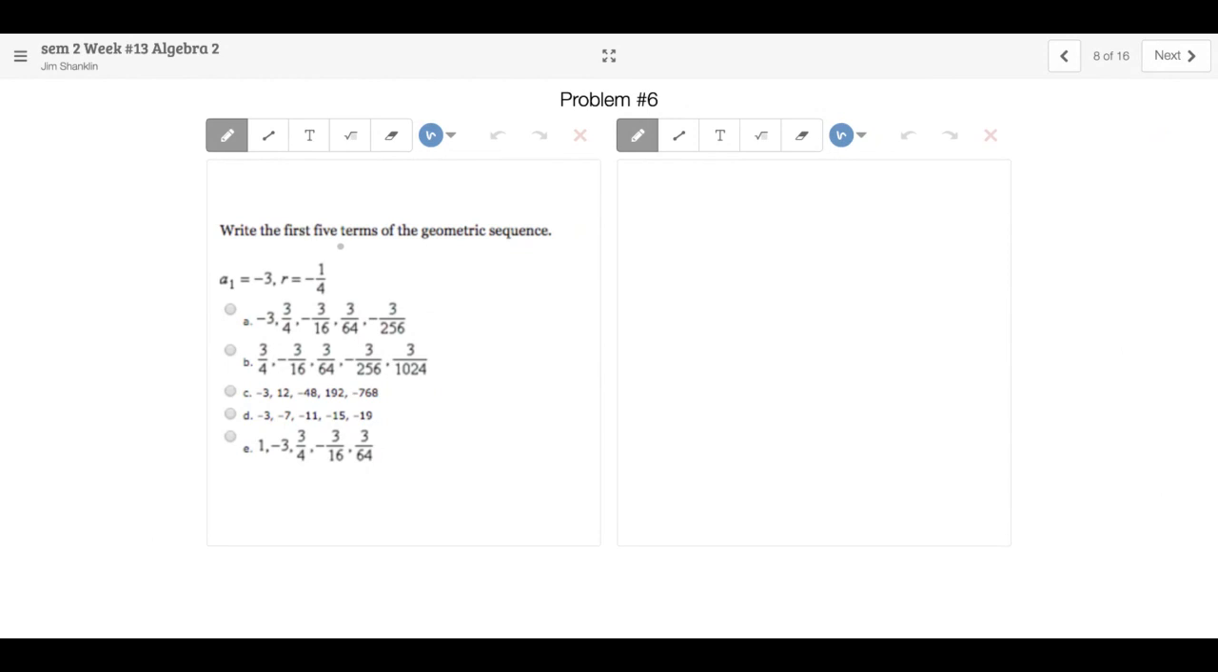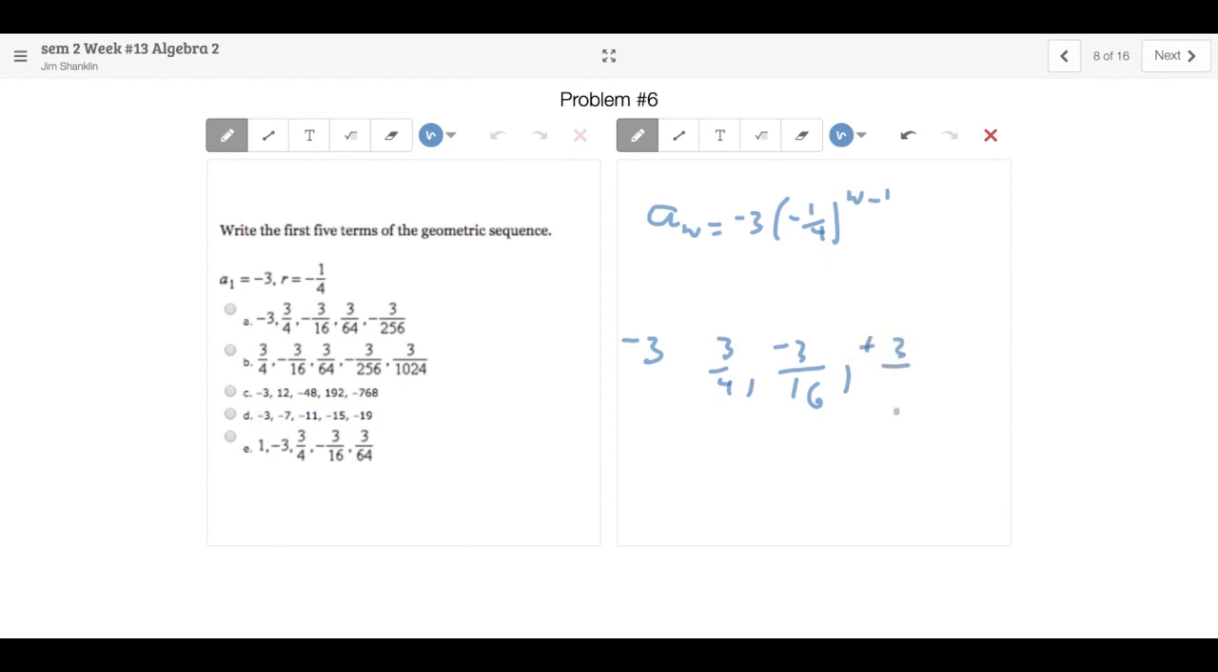Number 6, write the first 5 terms of the geometric sequence. All right, so in order to write the first 5 terms, I suppose I don't need the equation. I'm going to write it out anyways. A sub n is equal to negative 3, and then negative 1 fourth to the n minus 1 power. But I don't need to do that, right? Because I know the first term is negative 3. The second term is going to be negative 3 times negative 1 fourth, which is positive 3 fourths. Then my next term, I'm going to multiply by negative 1 fourth, which gives me negative 3 sixteenths.